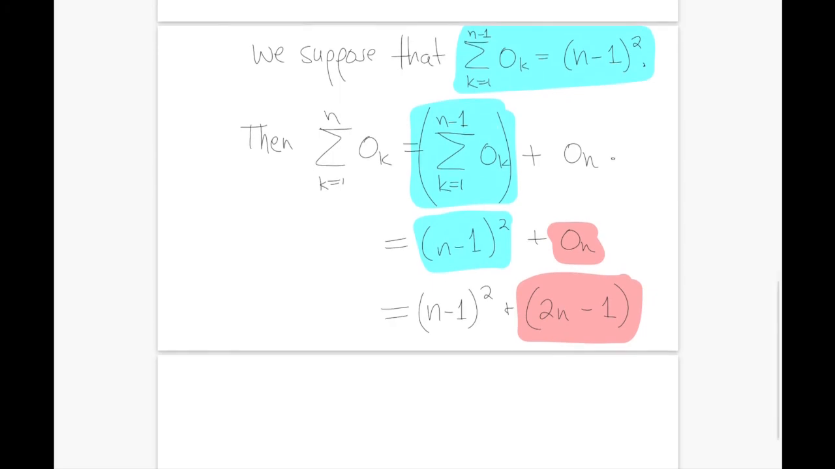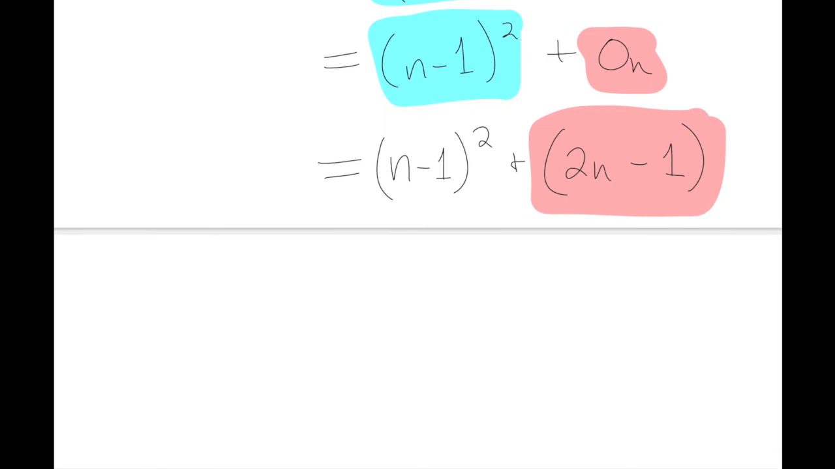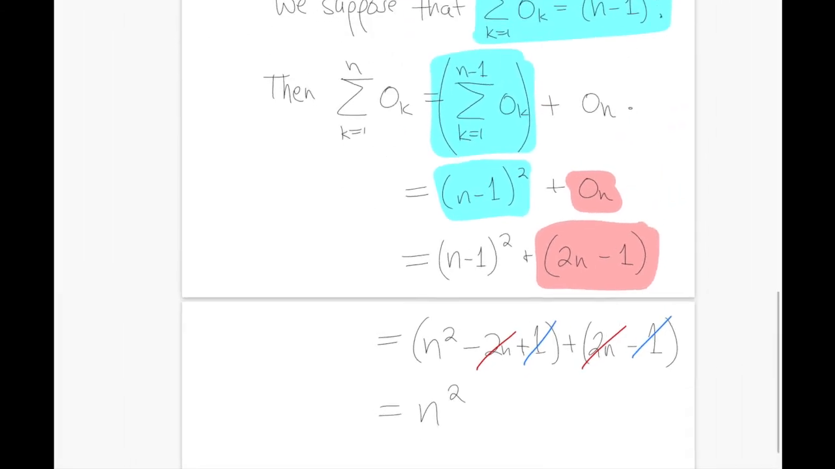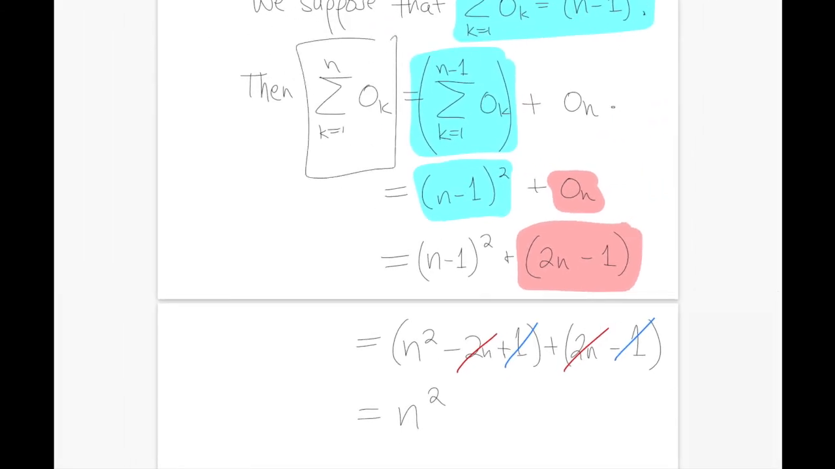From there, it's really just bookkeeping. You say, okay, well, I know how to simplify this. We've got n squared minus 2n plus 1 plus 2n minus 1. And, well, lucky for us, it looks like we've got some cancellation here. The 2n's disappear, the 1's disappear, and we're left miraculously with n squared. And so we've shown that the sum of the first n odd natural numbers is in fact n squared.